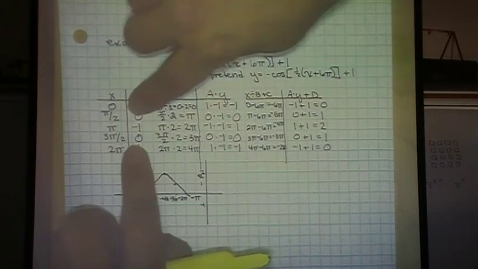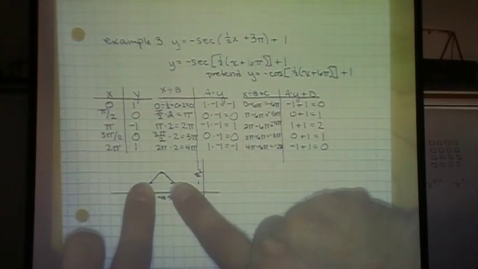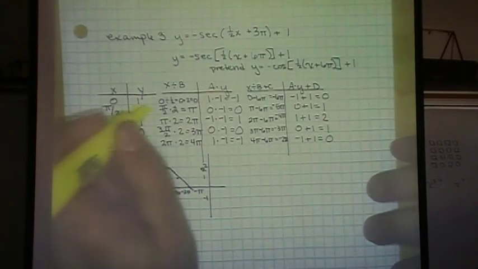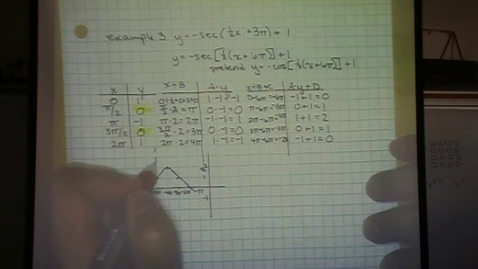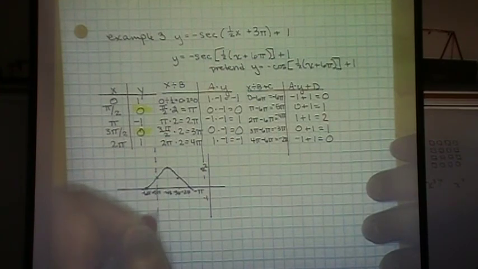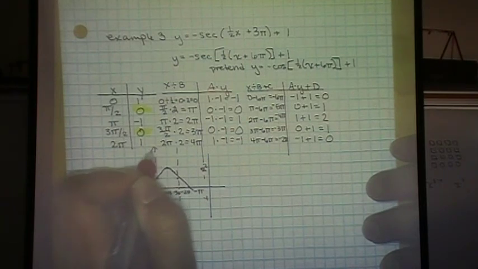So find where my zeros were. My zeros were at the 2nd and the 4th. So that's these 2 points right here. So I'm going to highlight those. This is where my asymptotes are. So I'm going to use my red pen again, and I'm going to make my asymptotes. I'm going to rip this graph right here, here, and right here.